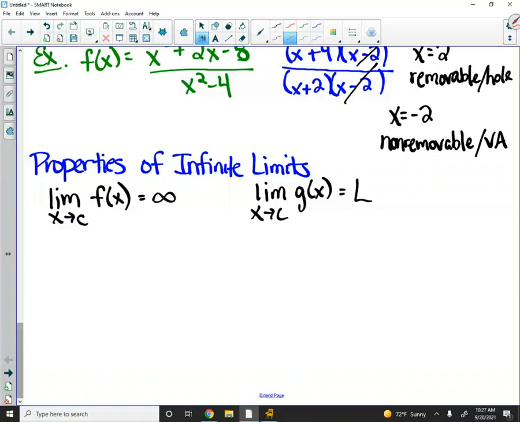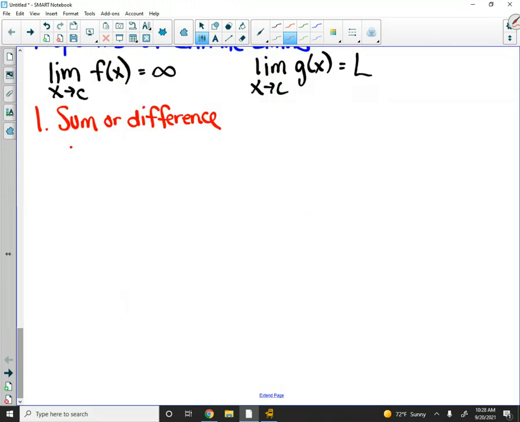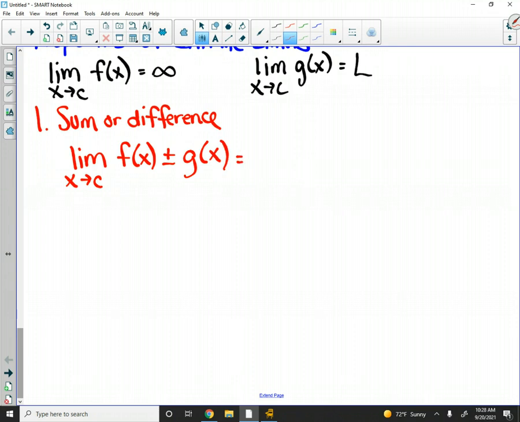Okay, now here's what they say. The first one is the sum or difference property. And here's what it says. The limit as x approaches c of f of x plus or minus g of x. So we had one before, and what it told us, if you remember, we're allowed to split each of those up and think about them separately. So the limit of f of x is infinity plus or minus the limit of g of x.